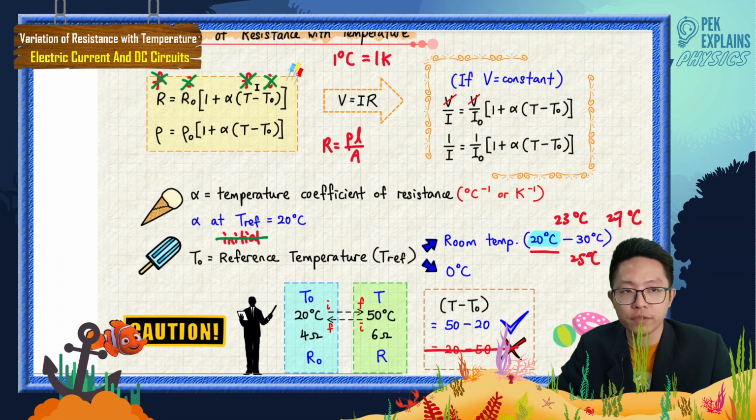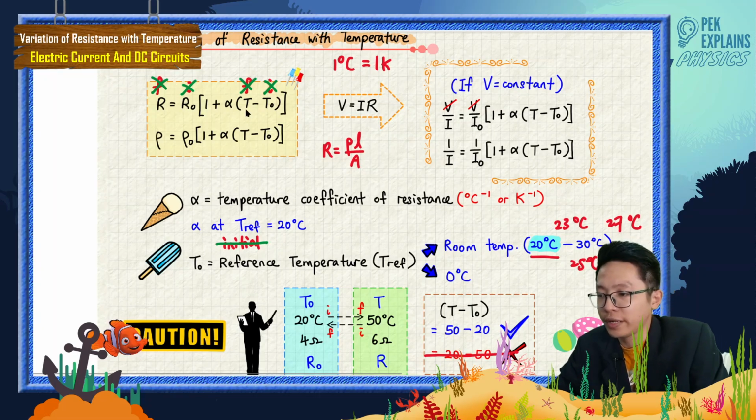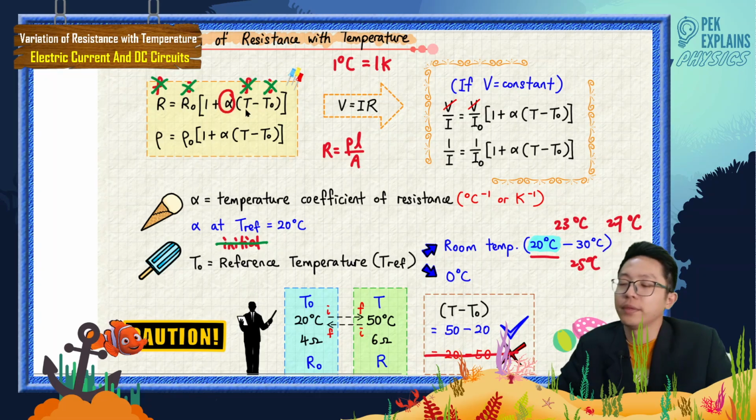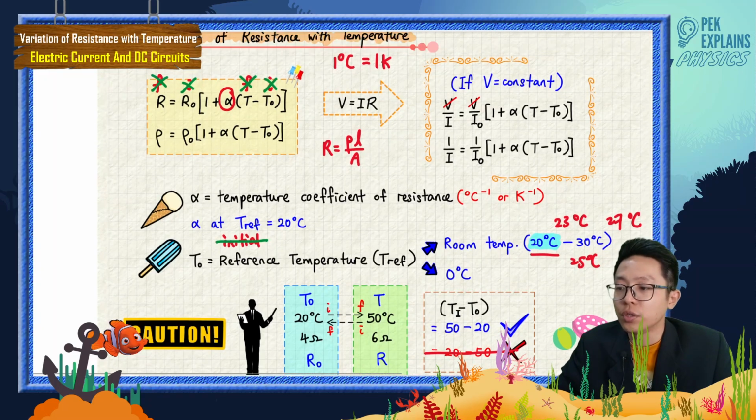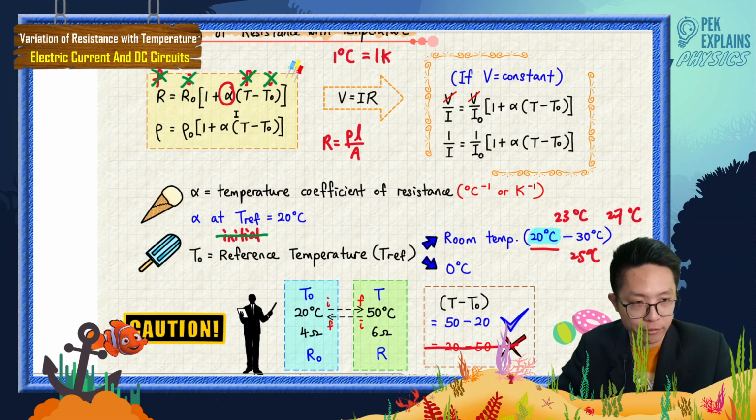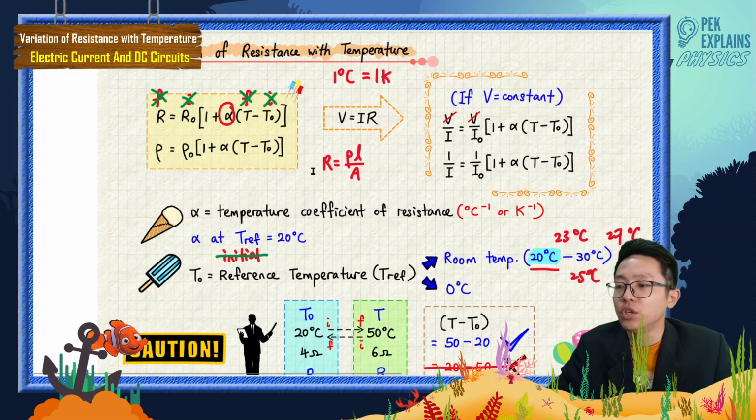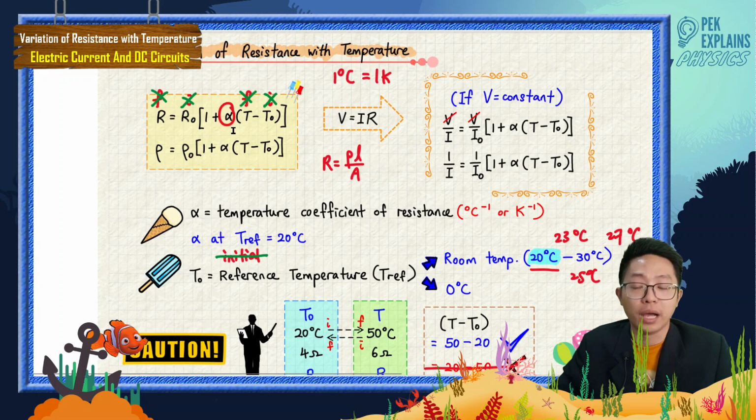You have the T and T naught already, and you have the R and R naught, and it asks you to find alpha. If you use 50 minus 20, with 20 as the room temperature, the reference temperature, then you get the correct alpha. If you use 20 minus 50, you get a wrong alpha. The value of alpha is different.